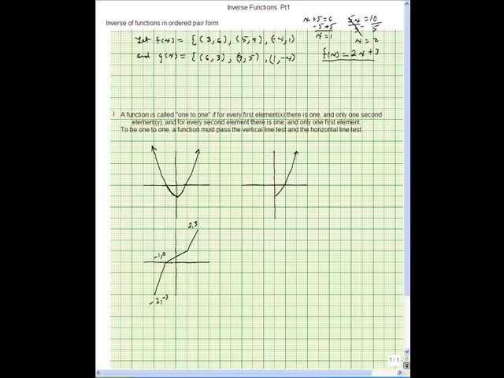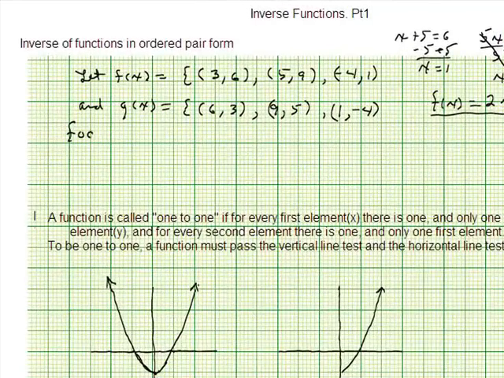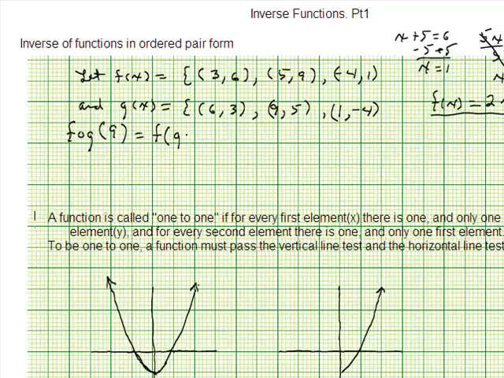Do these reverse each other? Well, let's take a look at this through the composite function f composite g, and we'll evaluate f composite g at 9 and see what happens. By definition, f composite g of 9 is f of g of 9.